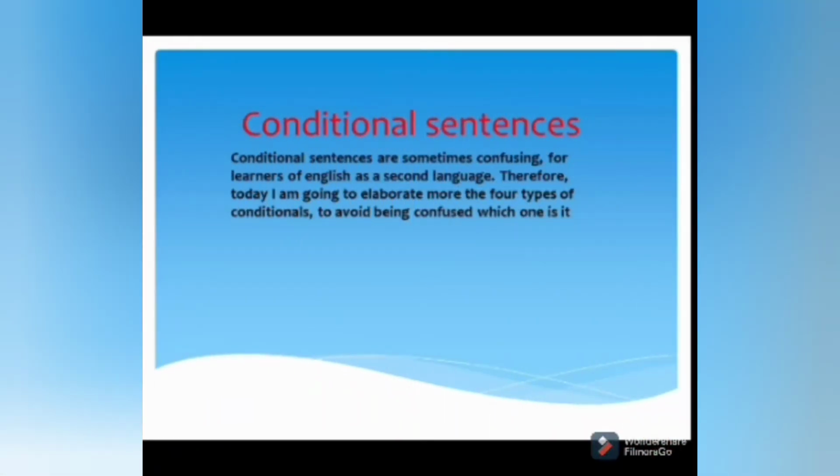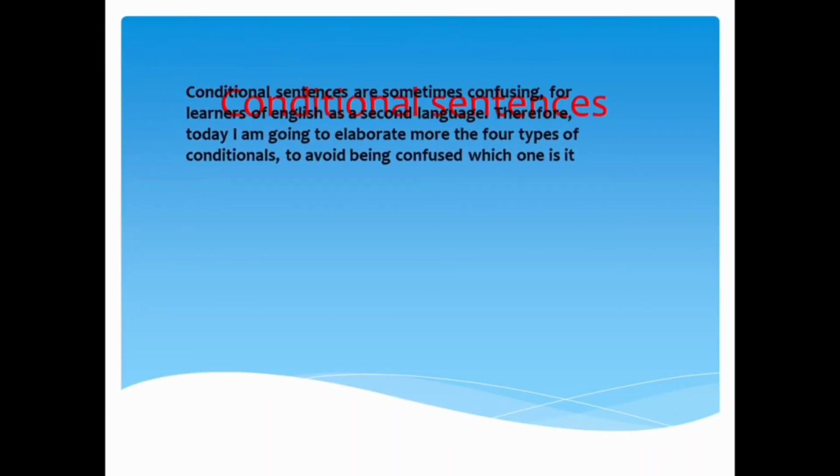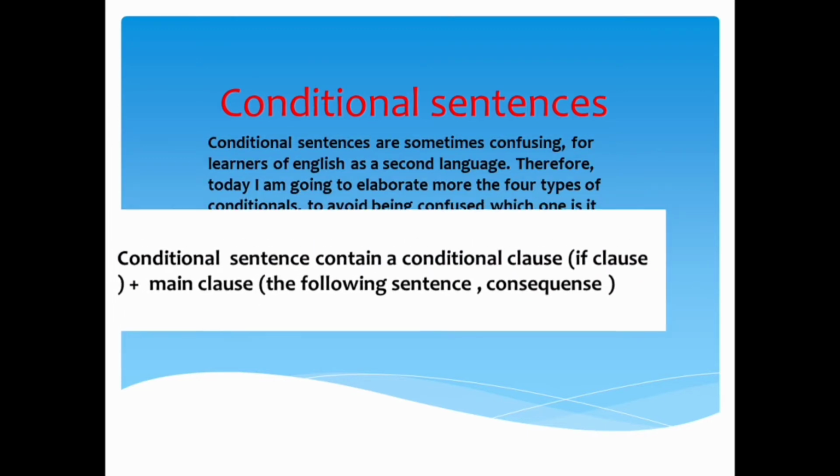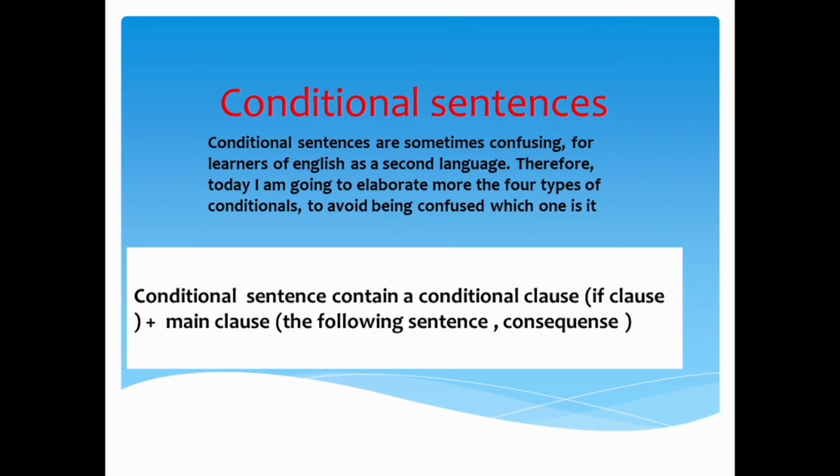Conditional sentences. Conditional sentences are sometimes confusing for learners of English as a second language. Therefore, today I'm going to elaborate more on the 4 types of conditionals to avoid being confused about which one is which. So let's start. A conditional sentence contains a conditional clause or if clause plus a main clause, which means the following sentence or consequence.